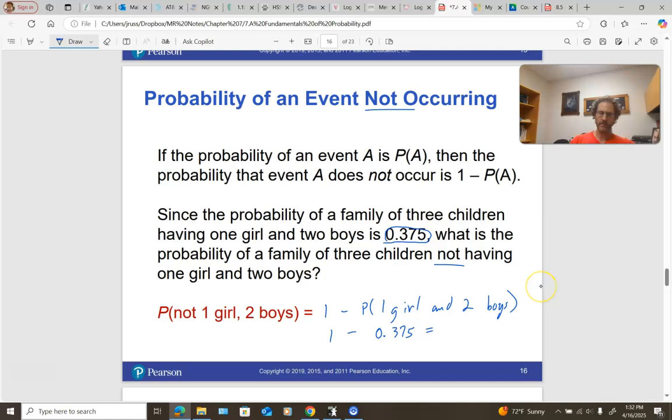This would be 0.625. This would be the probability of not having a girl and 2 boys. Or in other words, the probability of having 0 girls, the probability of having 2 girls, or the probability of having all 3 girls would be this right here.